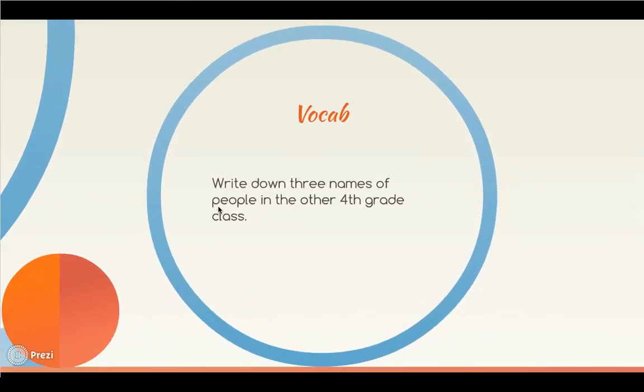Here's your vocab today. There isn't any new vocab, but what I would like for you to do is to write down 3 other names of people in the other 4th grade class. So if you're in my class, write 3 names of people in Mrs. Cooley's class, or if you're in Mrs. Cooley's class, write down 3 names of people in my class.